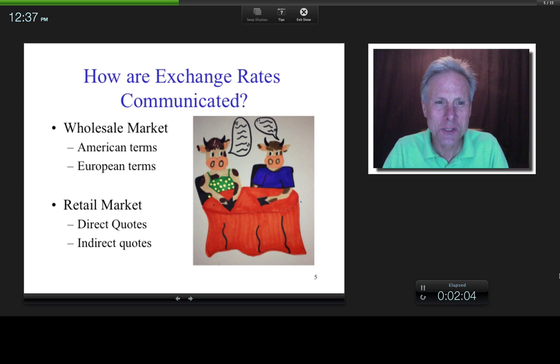Now, how are exchange rates communicated? Well, that depends whether you're talking about the wholesale market or the retail market. They have different terminology depending upon which. Wholesale, they talk about American terms and European terms. Retail, they talk about direct quotes and indirect quotes.